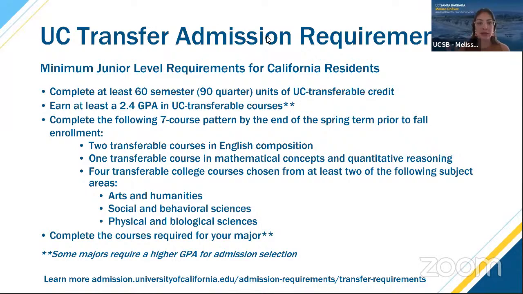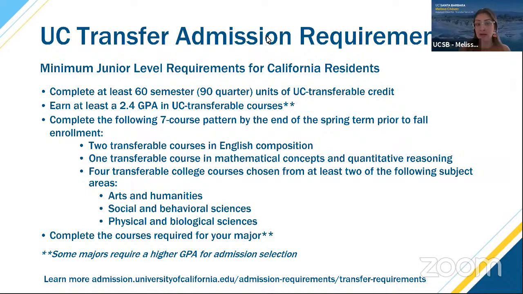Now, there's a couple of other things that I want to quickly mention before I move on. We do allow students to take classes for pass, no pass. So that's a common question that we might get. We do allow up to 14 semester units or 21 quarter units of pass credit to be used to reach the number of units that you need for eligibility.